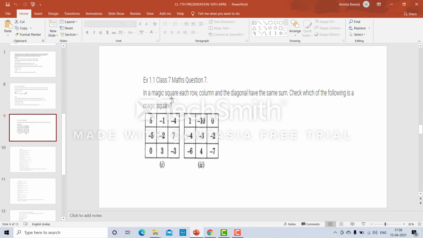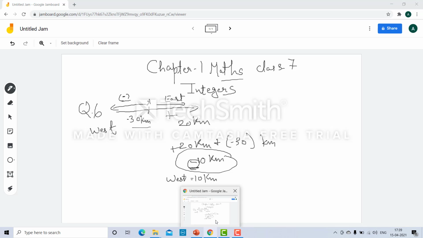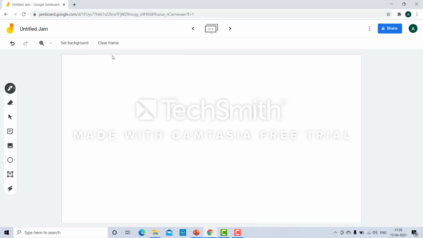Now children, question number 7 is actually a magic square question. Now what is a magic square? Children, a magic square is such a square in which when we add all the rows, all the columns and also the diagonals, we should be getting the same number. If we get the same number, children, then that becomes a magic square. Okay, so we will be solving our question number 1. So let us see, children, how we are supposed to solve question number 1 for question number 7.